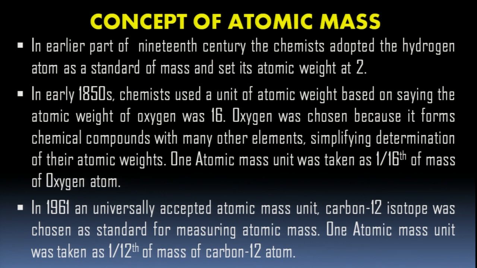Concept of atomic mass. In the early 19th century, the chemists adopted the hydrogen atom as a standard of mass and set its atomic weight at 1. Children, as I have told you, since it is difficult to find the absolute mass of an atom, it was necessary for them to find the relative mass by comparing with other atoms. First, they thought that they would compare it with hydrogen. They set the standard mass of hydrogen at 1.